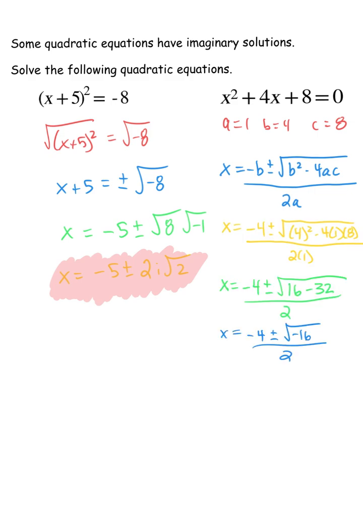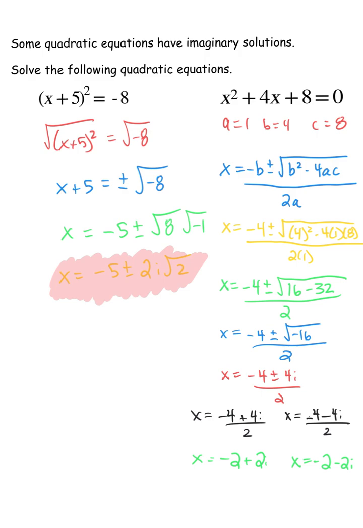And then we notice we have a negative 16 under the square root. So we're going to get our i. We know the square root of negative 16 is the square root of 16 times the square root of negative 1. So square root of 16 is 4. Square root of negative 1 is i. So there we go. And now we're going to split it. But now I can reduce and get final answers of negative 2 plus 2i and negative 2 minus 2i. So the quadratic formula does not go away.